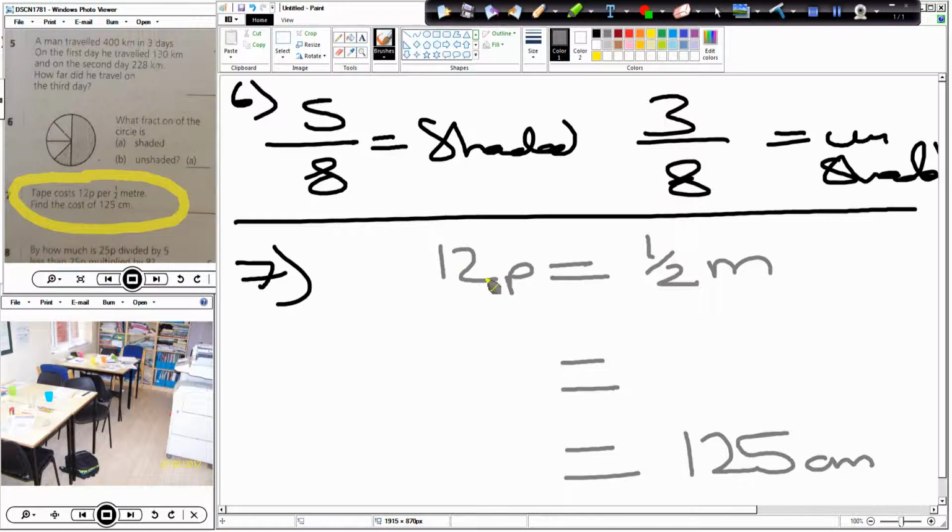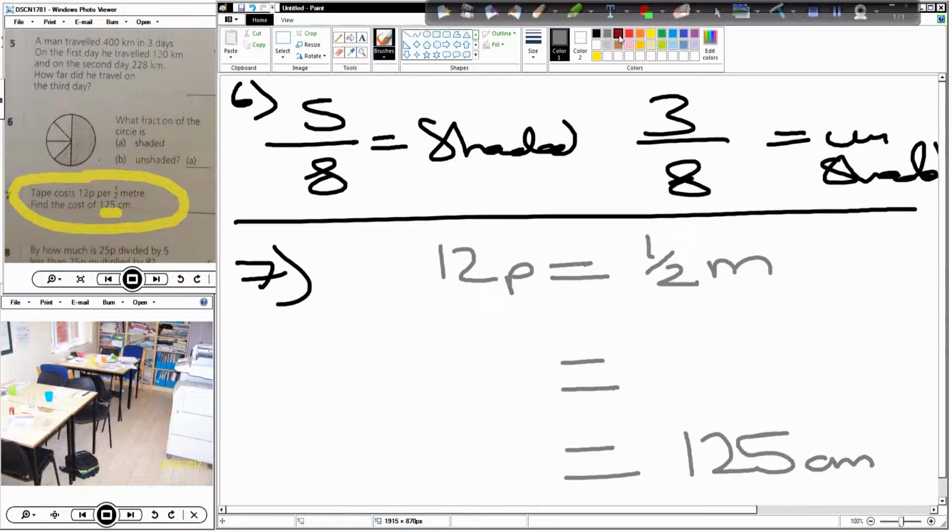So 12p per half a meter, and they want the cost of 125 centimeters. So what do we do first of all? We change our half a meter into 50 centimeters. So 12p is worth 50 centimeters.